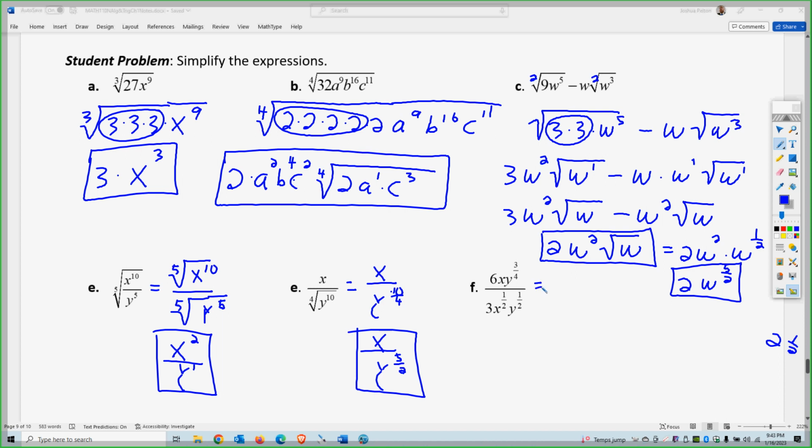Okay. All right. And then f, 6 divided by 3 is 2. Then I have x to the 1 minus 1/2, because there's really a 1 here as a placeholder value. And then y to the 3/4 minus 1/2. So you have 2x to the 1/2, and then y to the 1/4, right? 3/4 minus 1/2 is 1/4. And you can rewrite that in radical notation if you want, or keep it in exponent notation.